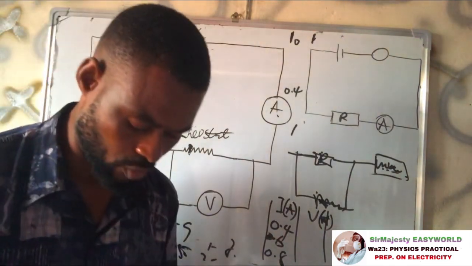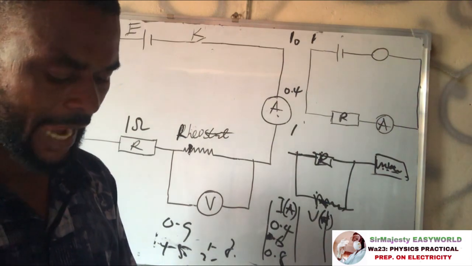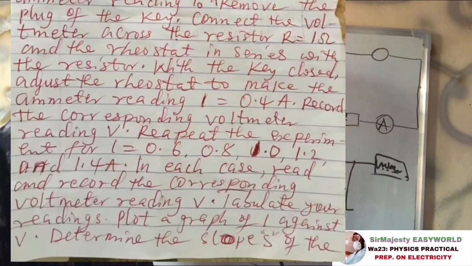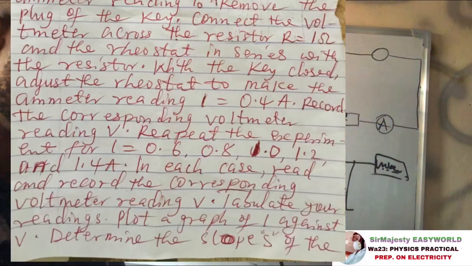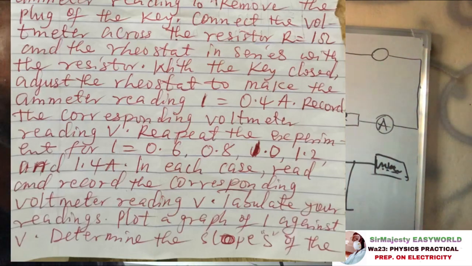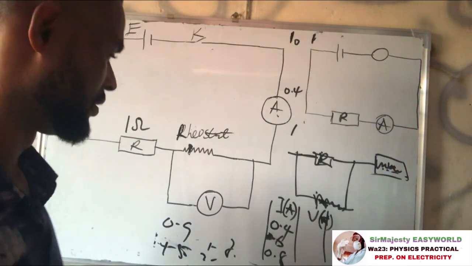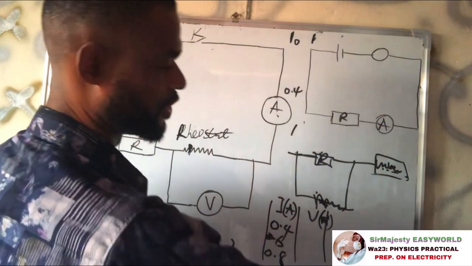Then we continue. You repeat the procedure for I equal to 0.6, 0.8, 1.0, 1.2, and 1.4. In each case, read and record the corresponding voltmeter reading, V. That is what I said before, V. Then tabulate your readings. Plot a graph of I against V. So in this case, there is no further evaluation.